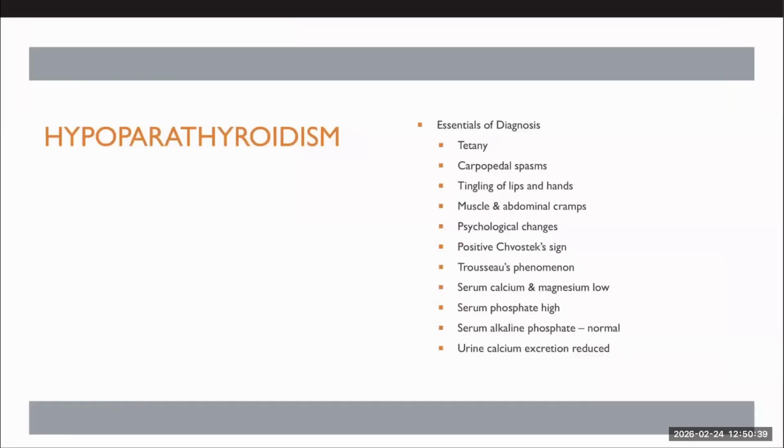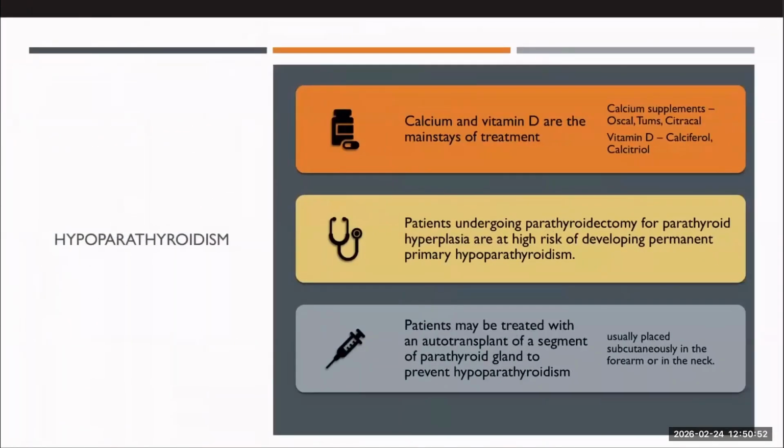So essentials for this one: tetany, tingling of the lips and hands, psych changes, positive chopstick sign and Trousseau's, and then your labs from there. Calcium and vitamin D are the mainstays of treatment. You guys got to give them calcium. So calcium supplements like Oscal, Tums, Citracal, give them some vitamin D as well.